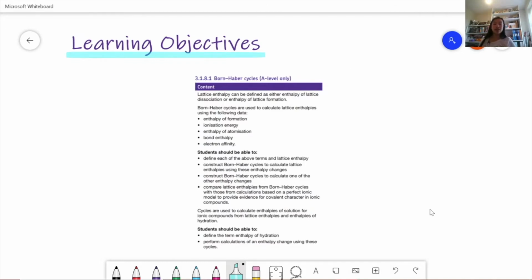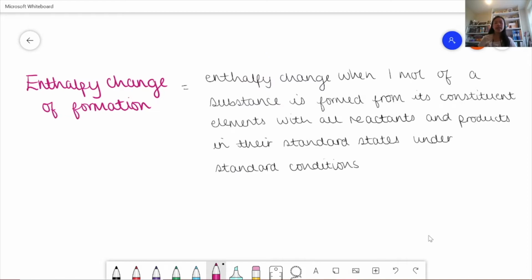change using these cycles. So the enthalpy change of formation is the enthalpy change when 1 mole of a substance is formed from its constituent elements with all reactants and products in their standard states under standard conditions. And it's really important that you remember some key things about the enthalpy change of formation because it needs to be exactly right to be the standard. So things to remember are that 1 mole of a substance is formed from its constituent elements with all reactants and products in their standard states and under standard conditions.